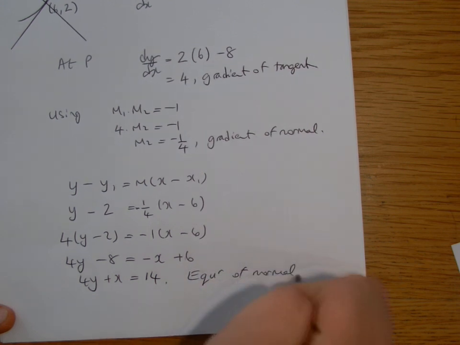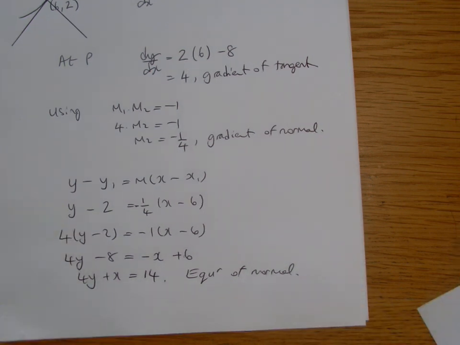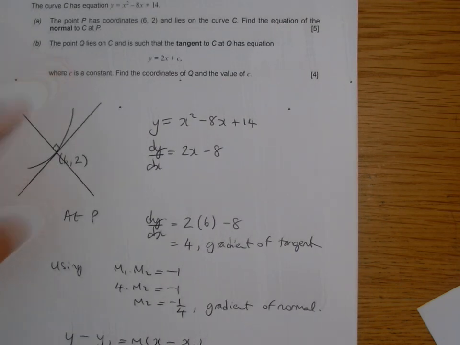Okay, so we've answered part A. Now in part B, what have we got here? They ask for the point Q, it says lies on C, and is such that the tangent to C at Q has the equation y equals 2x plus c.